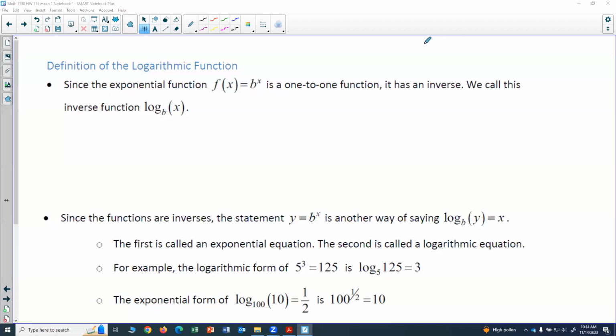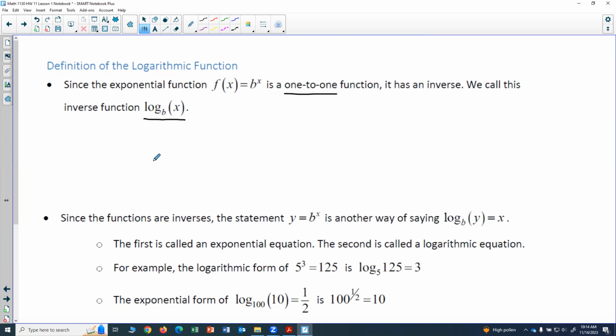This video will give an introduction to logarithmic functions. Since the exponential function f of x equals b to the x is a one-to-one function, meaning that it passes the horizontal line test, it has an inverse. We call this inverse function log base b of x.